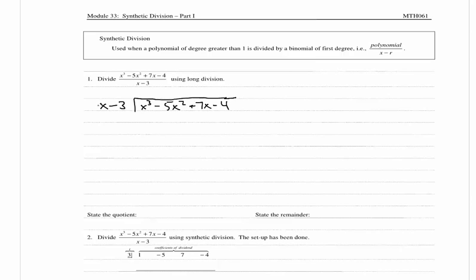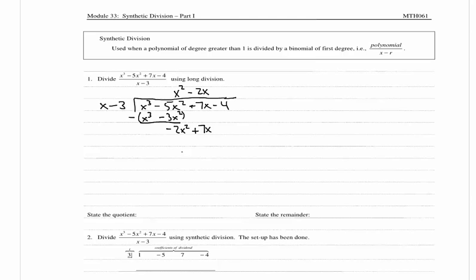And x cubed divided by x is x squared. So we're going to have x squared times x is x cubed, and x squared times negative 3 is negative 3x squared. And now we're going to subtract. And x cubed minus x cubed is 0. Negative 5x squared minus a negative 3x squared is negative 2x squared. Carry down our 7x. And now negative 2x squared divided by x is negative 2x.